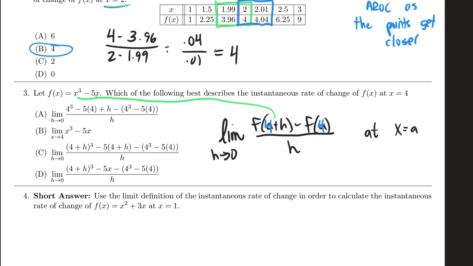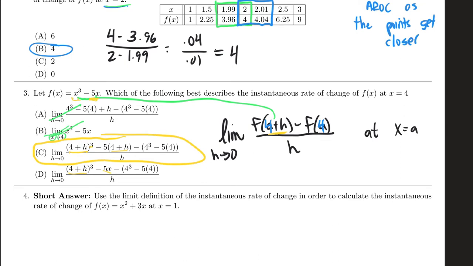All right, so this one is definitely not right. Neither is this one because it has a limit of x going to 4 instead of 0, so that one's out. This one has 4 plus h cubed, just like it should be, minus 5 times 4 plus h. So that one looks right. This one has the 4 plus h cubed, but it has 5x here. You have to plug this 4 plus h into both. It tells me C is going to be the right answer.